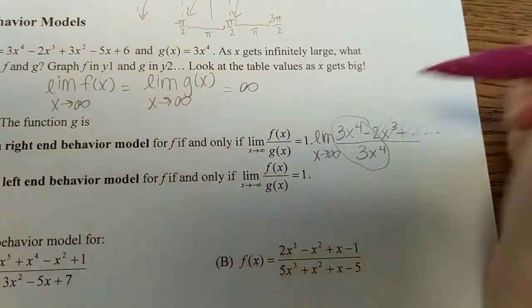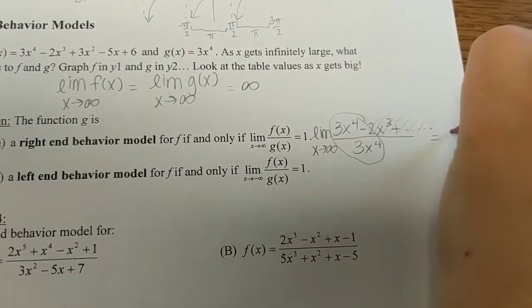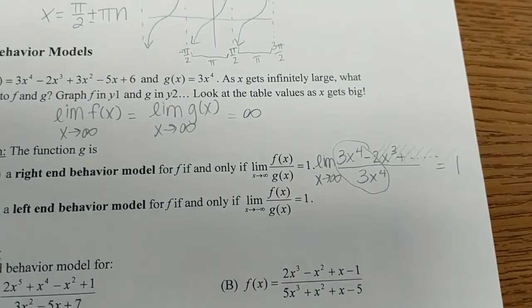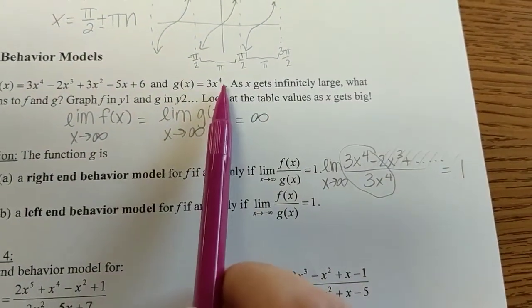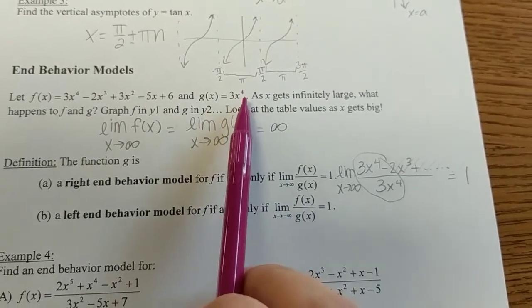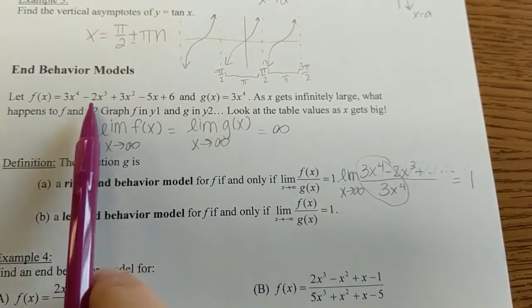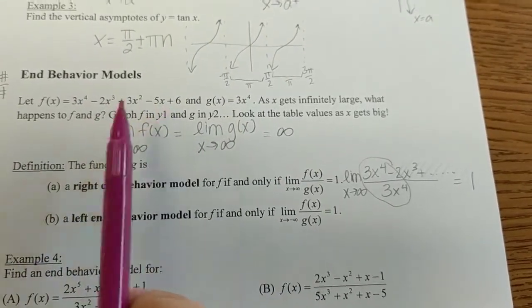So in this case, 3x to the fourth divided by 3x to the fourth is in fact 1. So we would consider 3x to the fourth a right end behavior model, which means as x gets infinitely large, I can just use this to model this entire function.